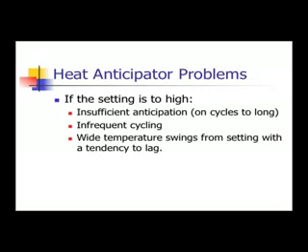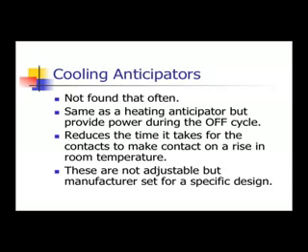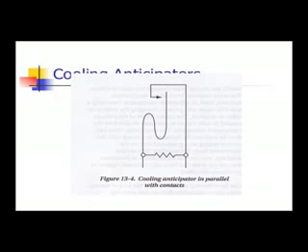There are some problems with heat anticipators. If the setting's too low, you have excessive anticipation. The on cycles are too short. It's going to be rapid cycling, and there's going to be a tendency for the temperature of the building to stay a little bit below the setting. If the anticipator setting is too high, you're going to have insufficient anticipation. On cycles are too long, infrequent cycling, and you're going to have very wide temperature swings.